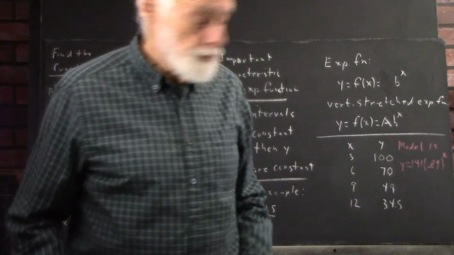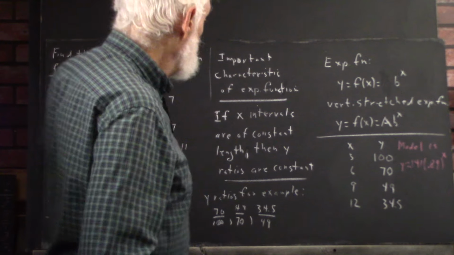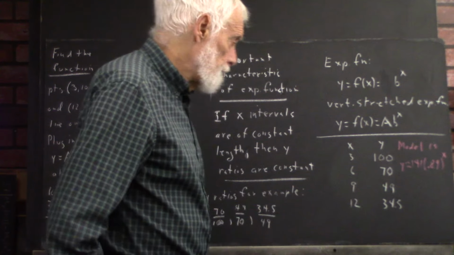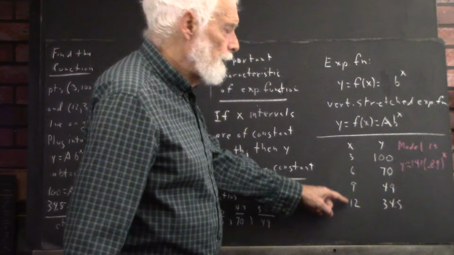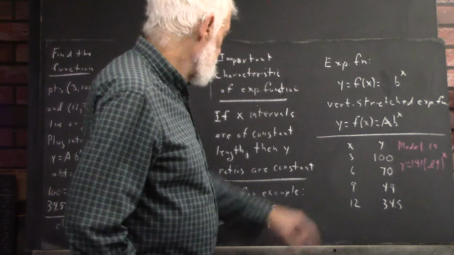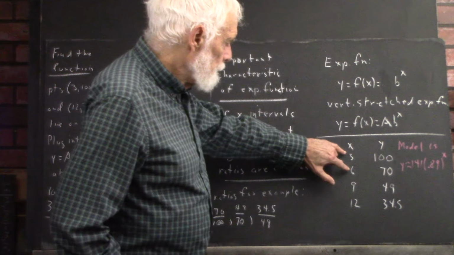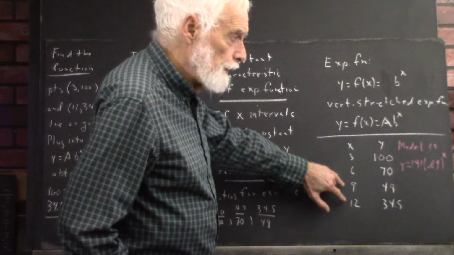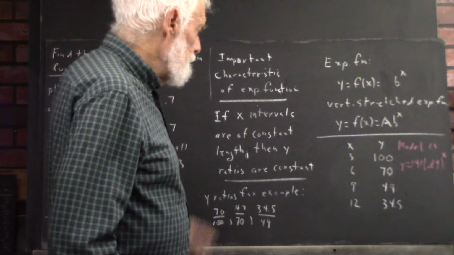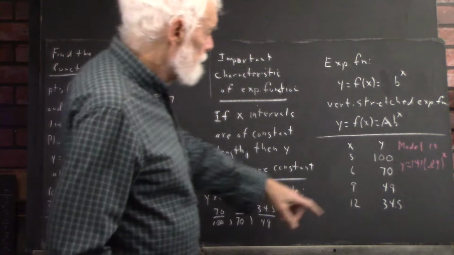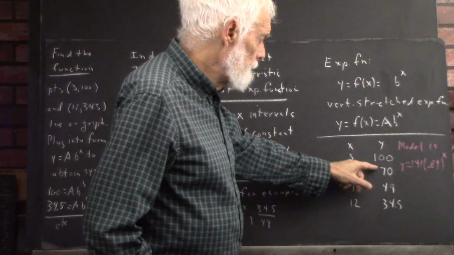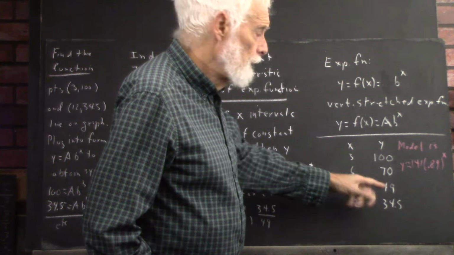Okay. So, just an example of how we can test a table to see if it's exponential. Again, the test is, first of all, make sure the x values that you select are equally spaced. Okay, and these are equally spaced, 3 units between each x value and the next. And then test whether the ratios of the y values, this divided by this, this divided by this, this divided by this, are all the same.